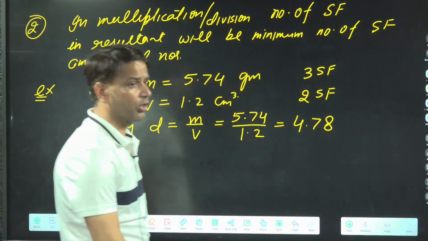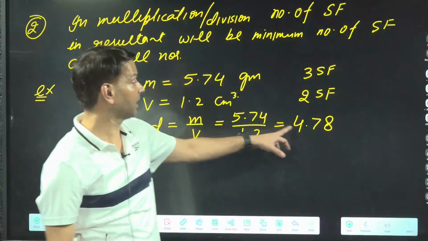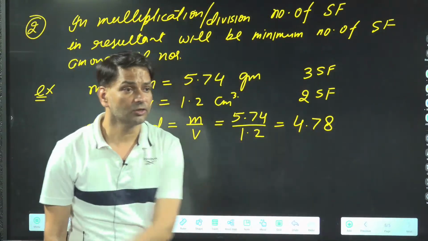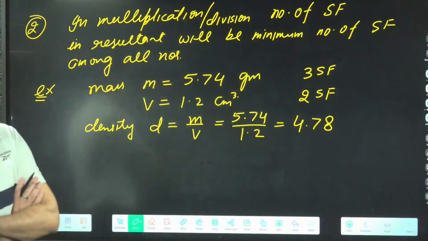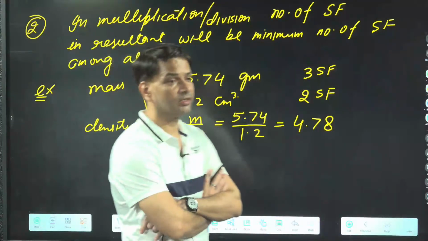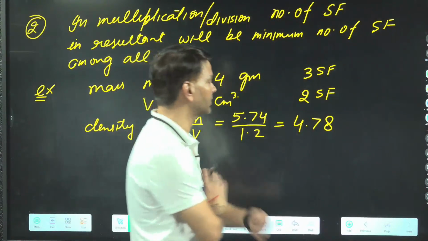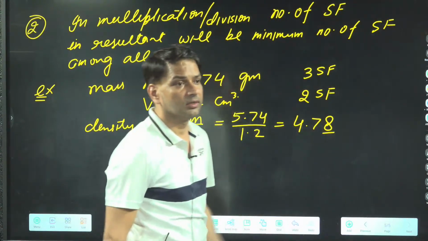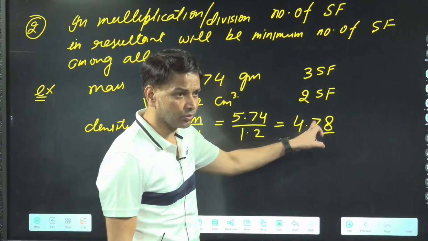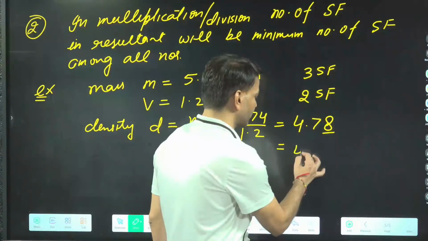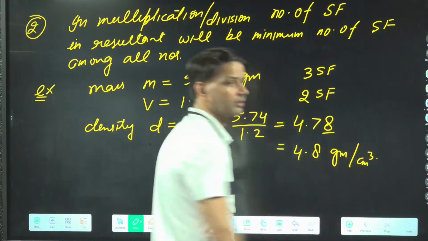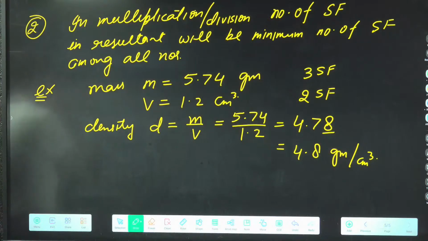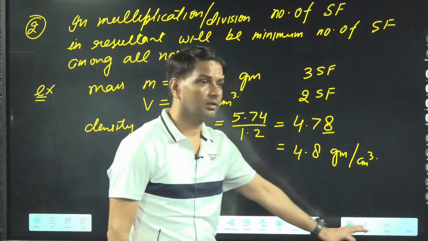Okay. So 4.78. If I am writing 4.78, how many significant figures does it have? 3. But I need only 2 significant figures. So I will use the round off concept. So 8 I have to remove. So the preceding digit I have to increase by 1. So then what answer will you get? 4.8 gram per centimeter cube. Okay. Completed.